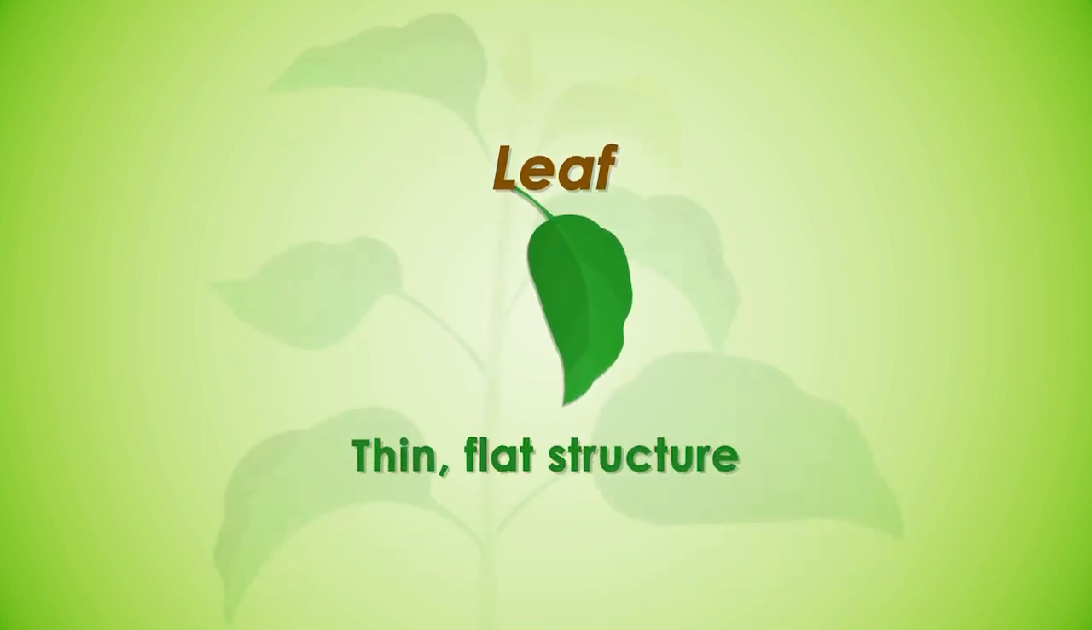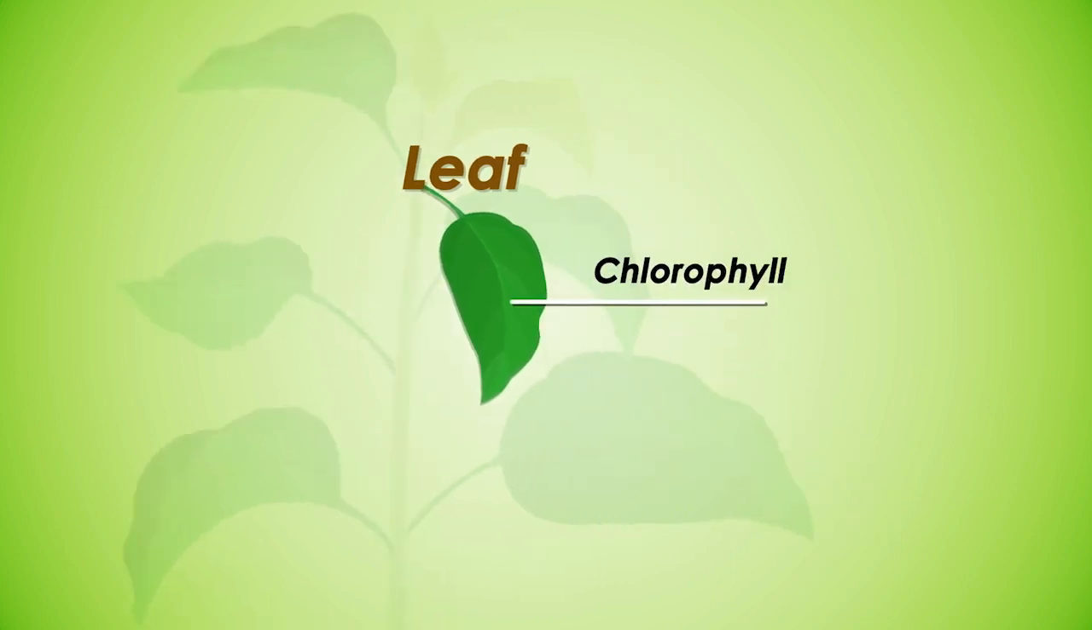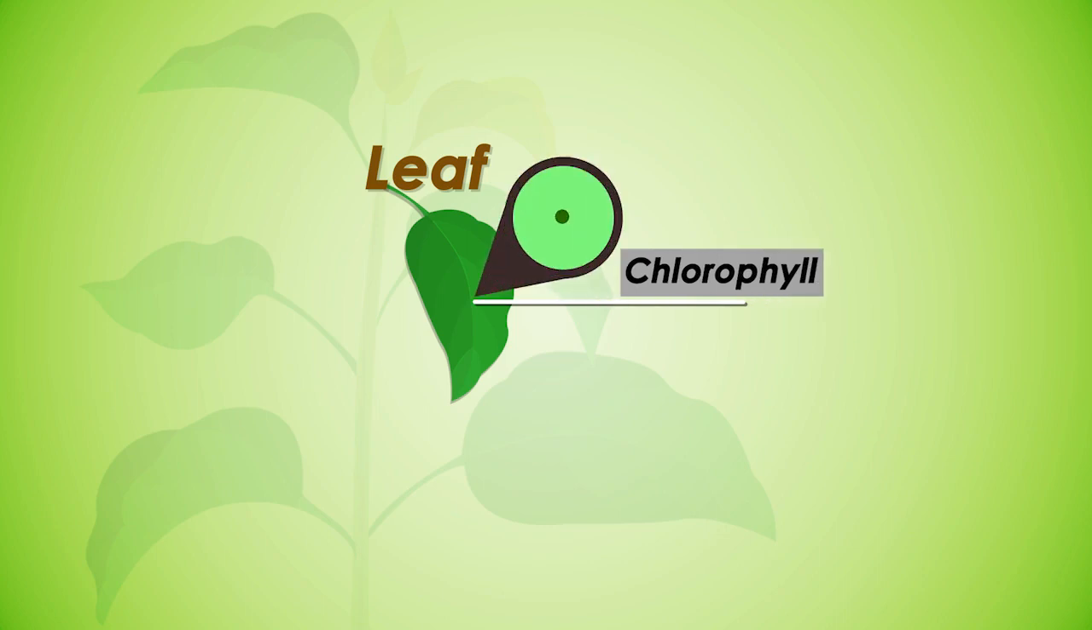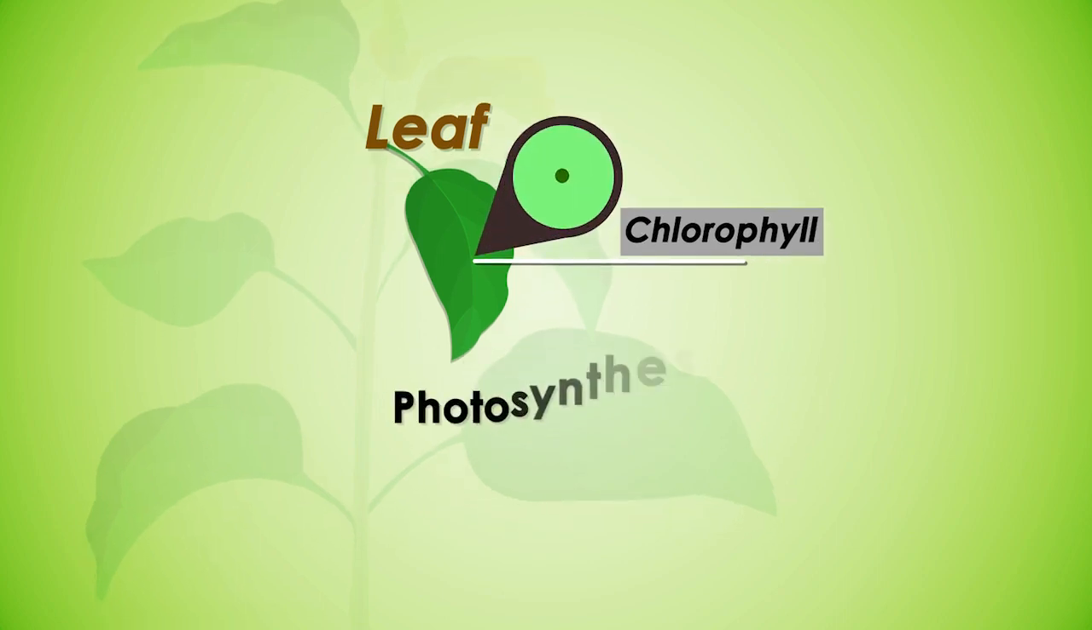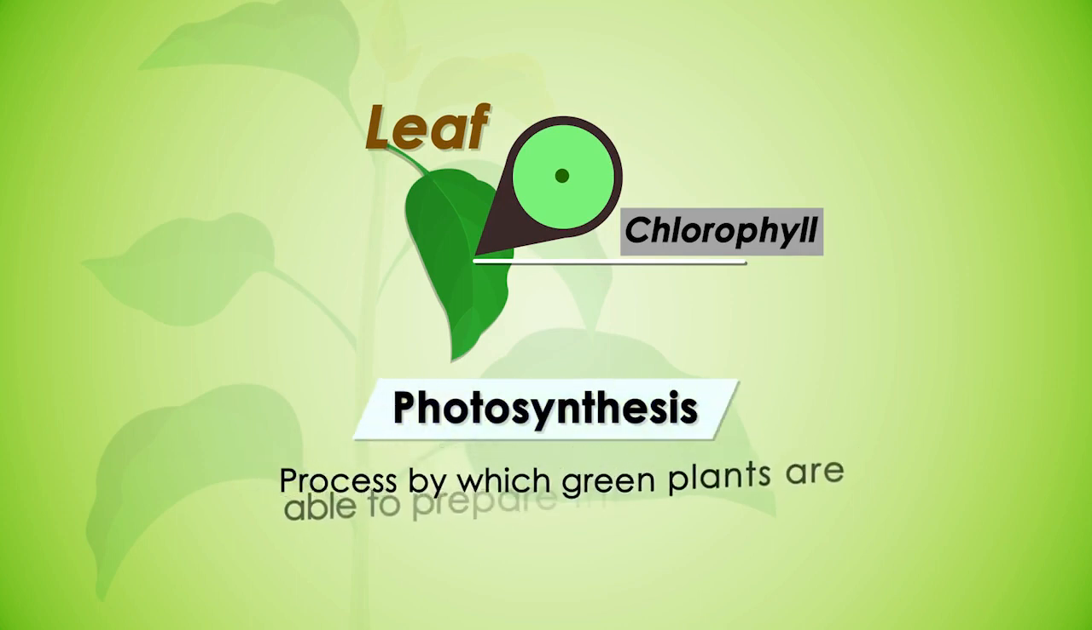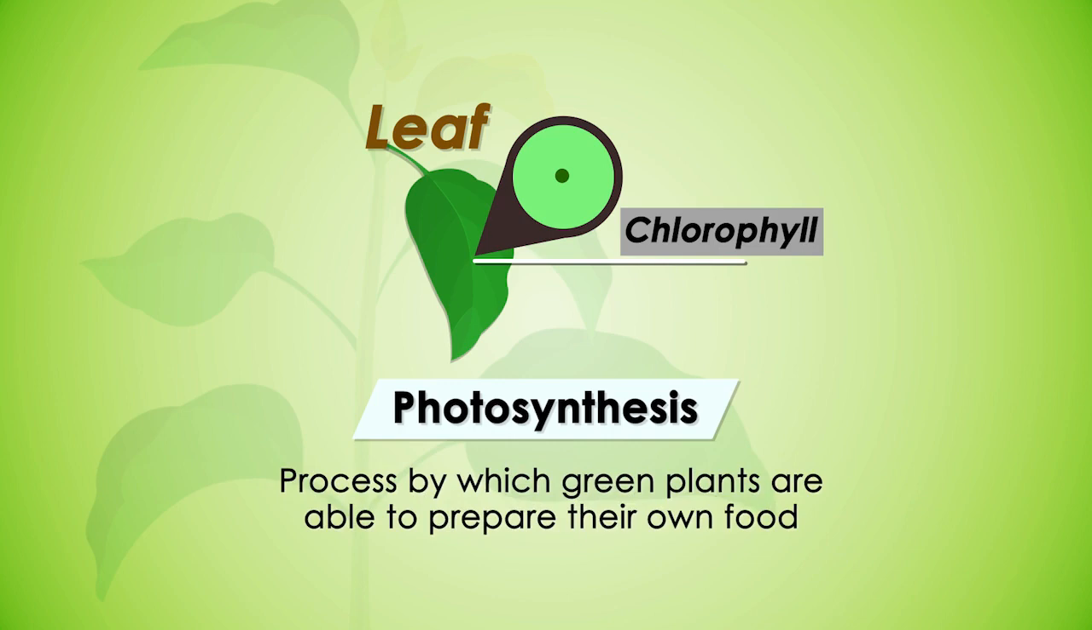The leaf is this thin, flat structure that appears to be mostly green in color due to the presence of chlorophyll. Wait, have we come across this term chlorophyll before? What is its use in the plant body? Well, chlorophyll is a green-colored pigment that plays an important role in the process of photosynthesis. That is, the process by which green plants can make their own food.